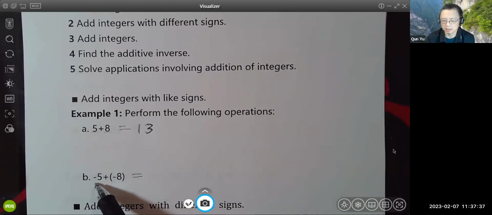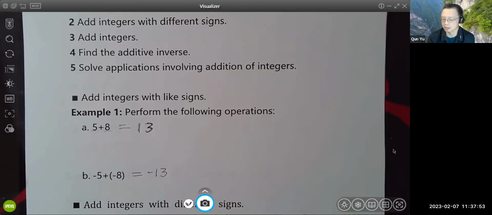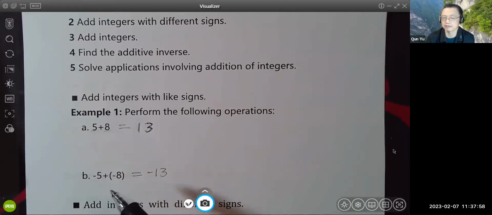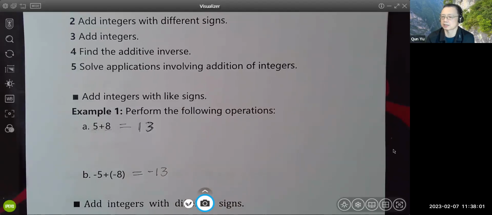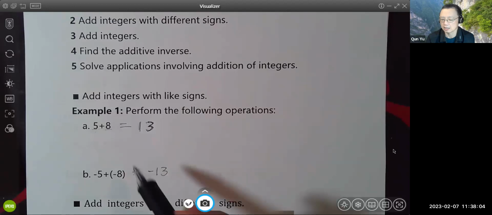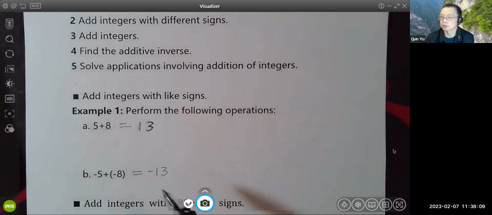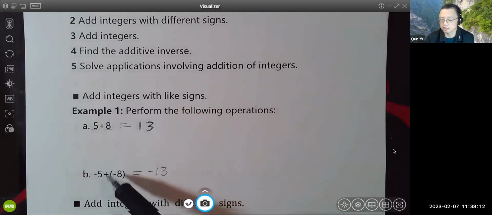Now, look at the second one. You have $5 debt because it's a negative number. Now you add another $8 debt. How many dollars of debt do you have in total? $13 debt, right? That makes sense. But in terms of mathematics, we don't always interpret it in terms of money. We want to know the logic behind this interpretation, the general logic. And the general logic is that when two numbers have the same sign, they go in the same direction, no matter which direction, it will add up.